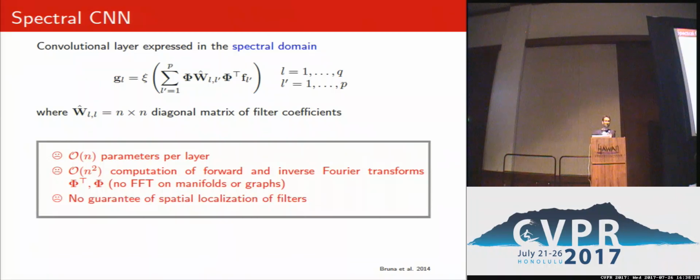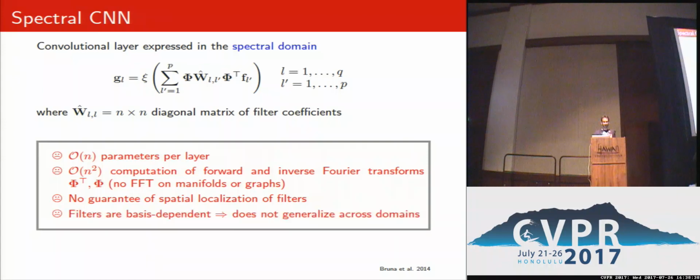There is no guarantee of spatial localization of filters, which is also one of the nice properties of classical convolutional neural networks, that the filters are local. Here, the filters are not necessarily local, they can be anything. And what is worse, the filters are basis dependent. It means that if we learn a model on one shape, we cannot apply it immediately on another shape. We will see how to, at least to some extent, remedy this problem with spectral transformer networks.